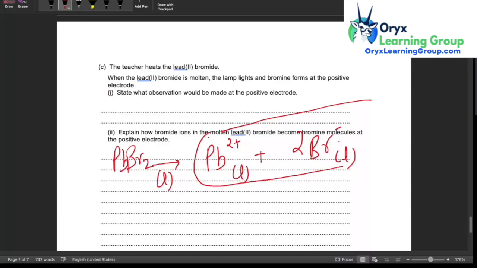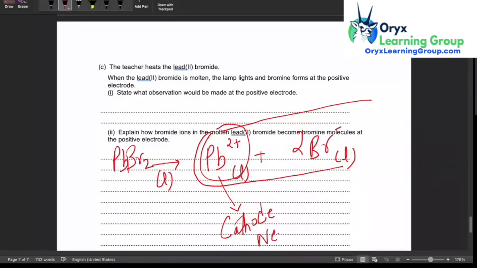Okay, fine. So we have got PbBr2. It forms Pb2+ and 2Br-. Now remember this. Positive will be attracted to negative, negative will be attracted to positive, right? So that is very simple. So we have got lead 2+, it is positively charged, it is a cation, right? It will be attracted to the negative electrode. Now negative electrode is called a cathode. Are you clear with this?